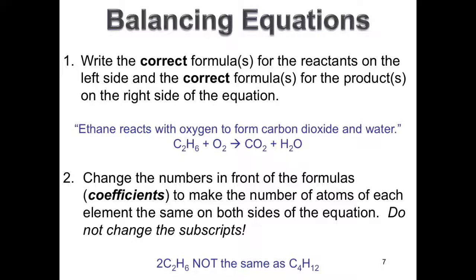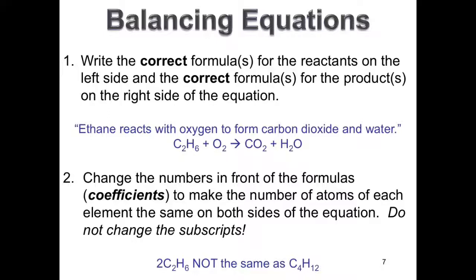So for balancing chemical equations, there are a few things that we need to take into account. First of all, write the correct formula for the reactants on the left-hand side and for the products on the right-hand side. If you don't have correct formulas, it's kind of hard to balance. So we're going to work with this. Ethane reacts with oxygen to form carbon dioxide and water. And the formula for ethane is C2H6. And as you can see, it is definitely not balanced.